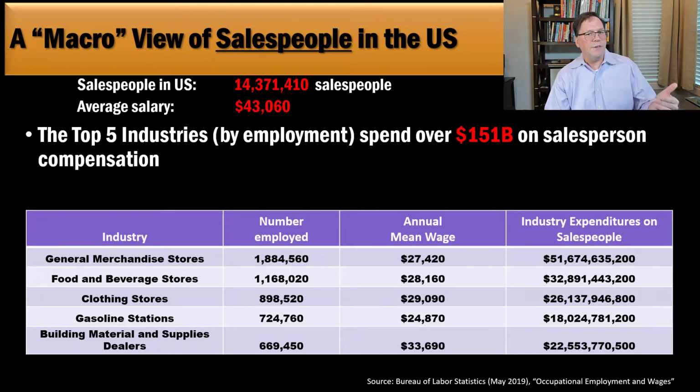The top 5 industries by employment spend over $151 billion in sales. So if you took these columns and added them up, that's about $151 billion worth of compensation invested by just the top 5 industries.